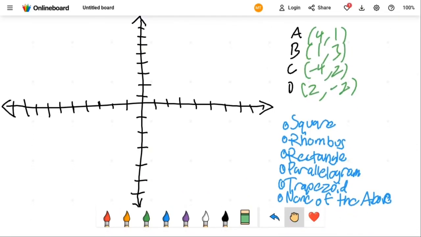So here we're given 4 points on the coordinate plane. To classify the quadrilateral on the coordinate plane, first we need to graph the quadrilateral. We're given point A at (4, 1), point B at (1, 3), point C at (-4, 2), and point D at (2, -2).